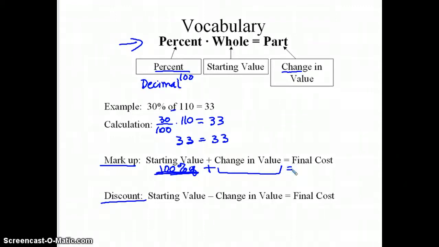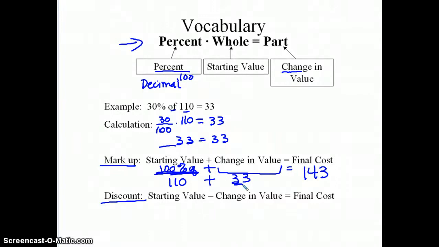So, for example, if my starting value was $110 and I was going to add on 30%, I would have my $33 that I would add on. My final cost for this item would be $143. That's how I do my markup. So I start with 100% of what I began with. I add on whatever I'm going to increase by, 30%. 30% of 110 was 33, adding it on.